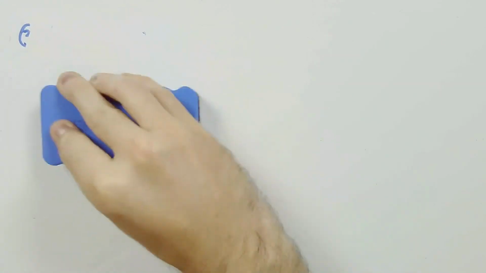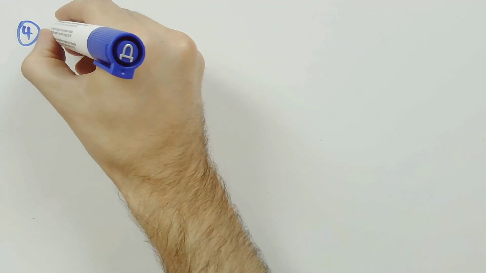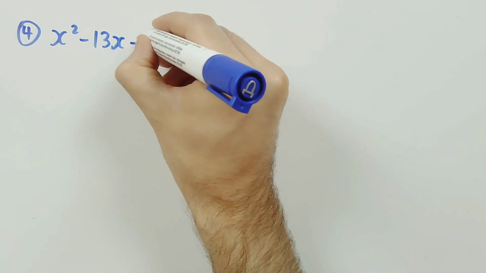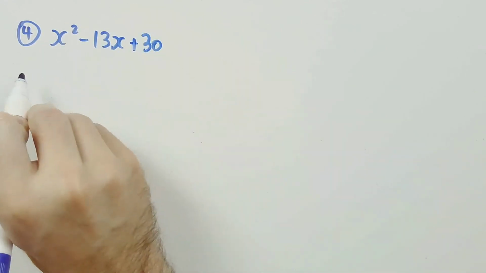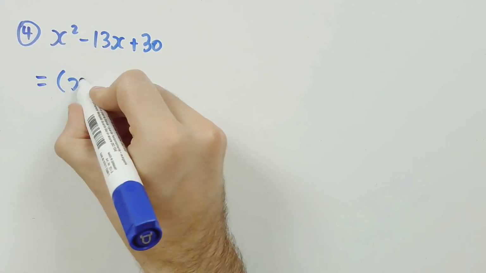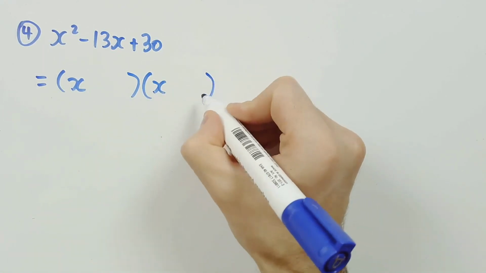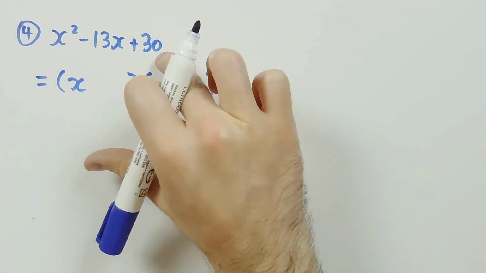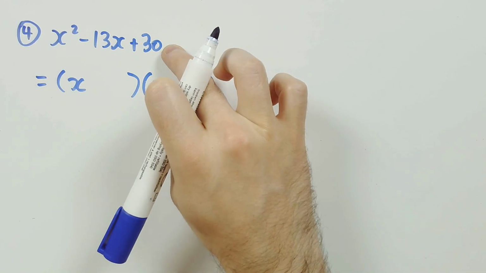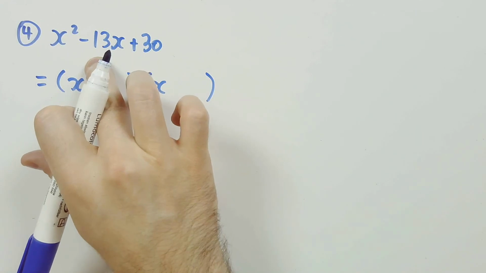And one last example. So this time x squared minus 13x plus 30. So that's our equation this time. And hopefully you can see pretty quickly the factors of 30 that are going to help us out. A factor pair that will help us is 10 and 3. So negative 10 minus 3 gives us negative 13.